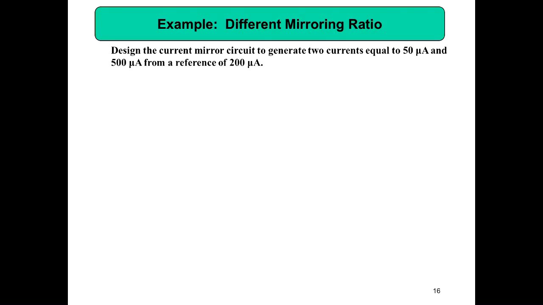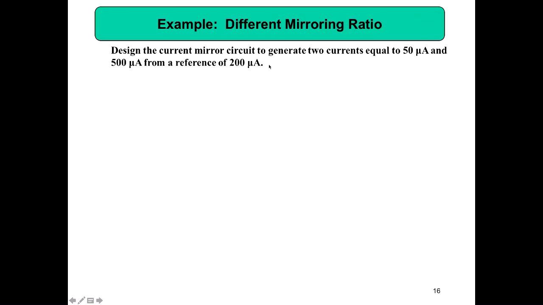Design the current mirror circuit to generate two currents equal to 50 microamps and 500 microamps from a reference of 200 microamps. So reference, that is your golden current. The current from the band gap reference is 200 microamps. Now you have to generate two currents, 50 microamps and 500 microamps. So from 200 microamps, obviously 500 microamps is bigger, so you can scale up. But 50 microamps you have to scale down.